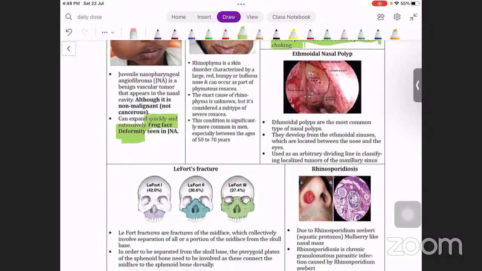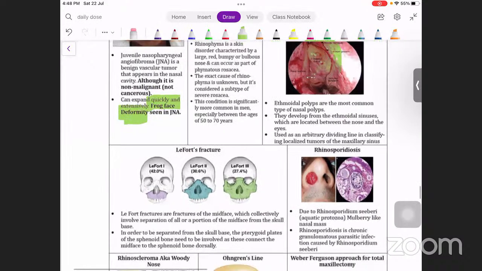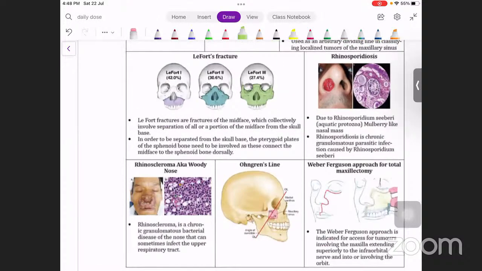Ethmoidal nasal polyps were there. And a Le Fort injury, like a mid-face fracture, which is commonly associated with the fracture of your maxilla, mandible, and sometimes it may involve the sphenoid and zygomatic too. Depending upon the grade, grade 1, 2, 3 will be there.